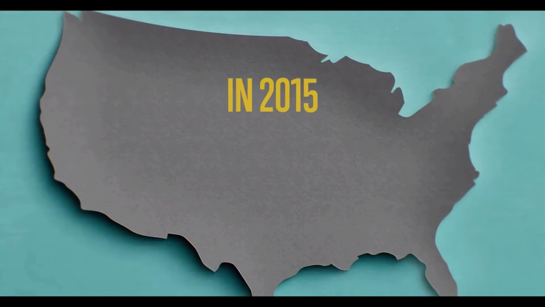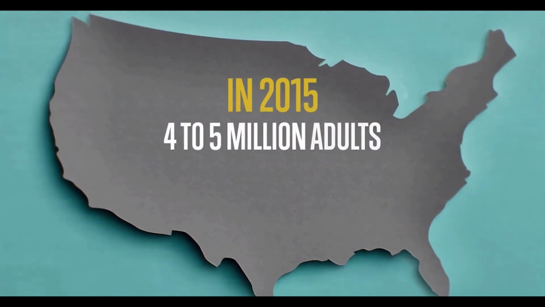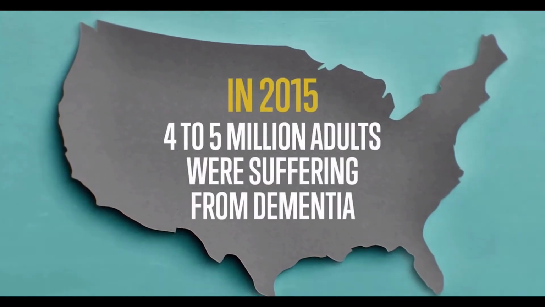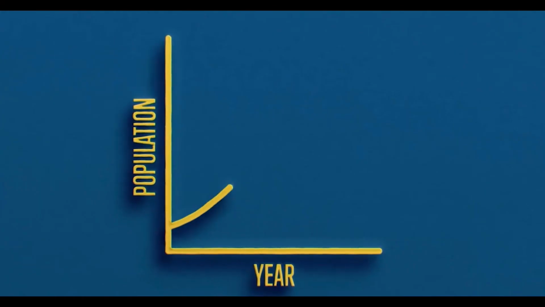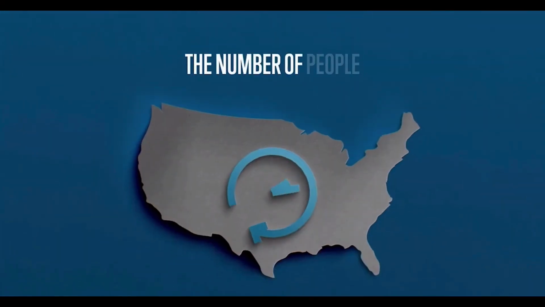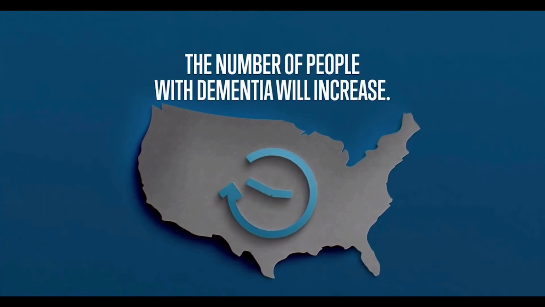In 2015, 4 to 5 million adults in the United States were suffering from dementia, costing more than $200 billion. As the population grows and people live longer, the number of people with dementia will increase. When people become impaired, it doesn't just affect them, it affects everybody around them. Their families have to take care of them. This has enormous effects on the whole society in ways that lots of other diseases don't.